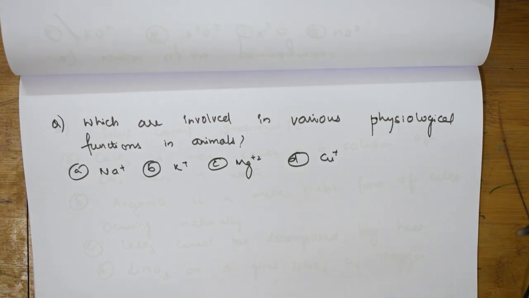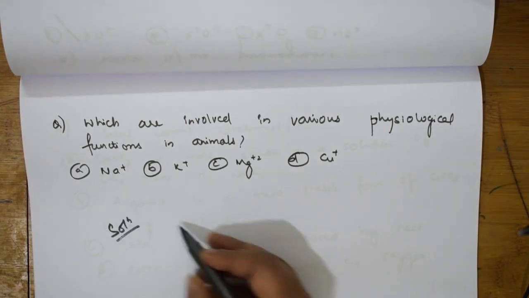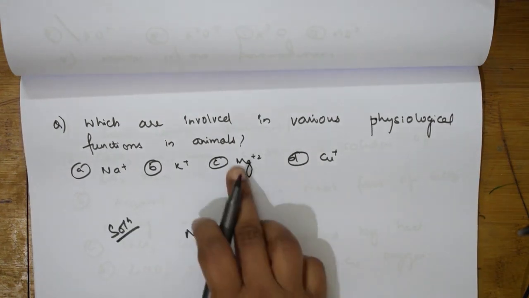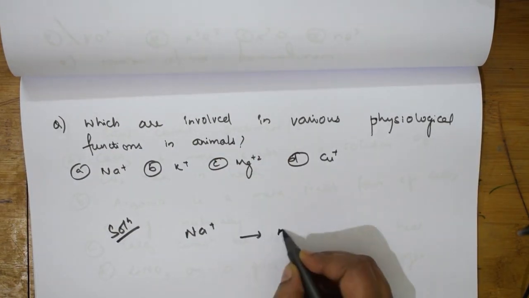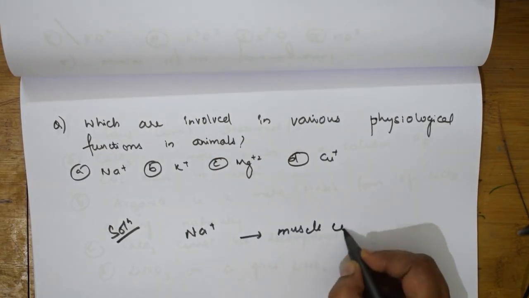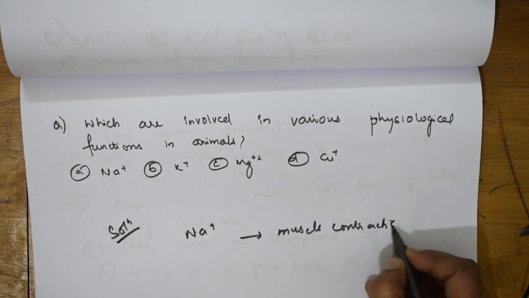So simple, isn't it? You need to have the basic information. Sodium, Na+, physiological functions in animals. Where is Na+ used? It is used in muscle contraction. There are many uses, but I'm just writing the basic one, muscle contraction.